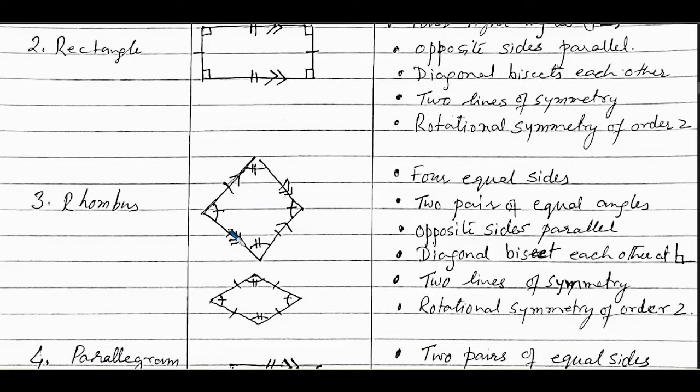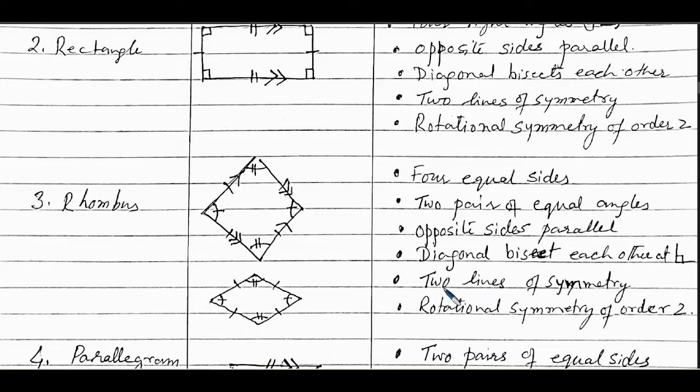Rhombus, it has 4 equal sides. This side, this side, this and this. And 2 pairs of equal angles. This angle and this angle, this one pair is the same and this pair is the same. Or I can compress it, still this angle and this angle are the same. So this is an uncompressed rhombus and this is a compressed rhombus. Both are rhombus. And opposite sides are parallel, so this line and this line will be parallel.